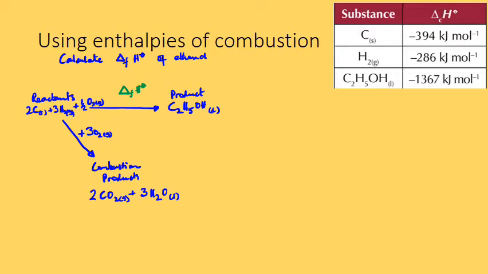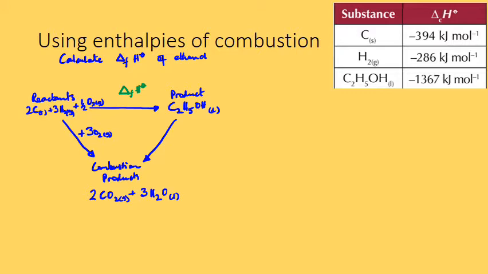The next thing we want to do is we want to combust our product. So if we combust our product, you've got 2 atoms of carbon in one molecule of ethanol, so you're going to get 2 moles of carbon dioxide out of it. You've got 6 hydrogens there, so you're going to get 3 moles of water.